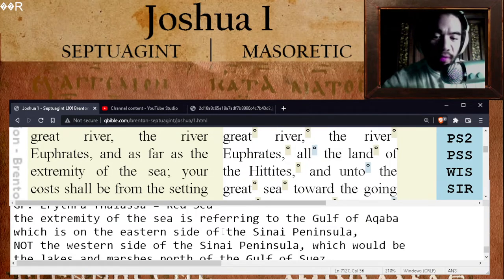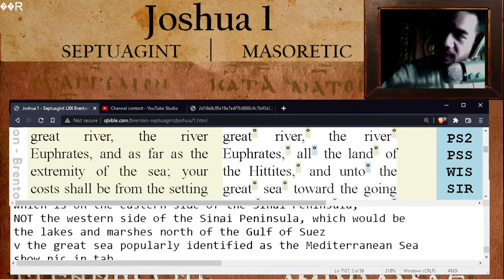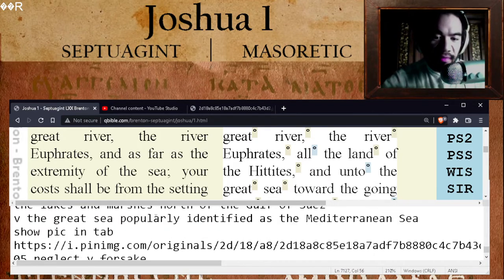It is not the western side of the Sinai Peninsula, which would be the lakes and marshes north of the Gulf of the Suez. I didn't know this previously, but I am only familiar with this knowledge because of the book Mount Sinai in Arabia by Joel Richardson. I'm thankful for his books. Very helpful. Versus the Great Sea. So again, the Great Sea, which is popularly identified as the Mediterranean Sea.